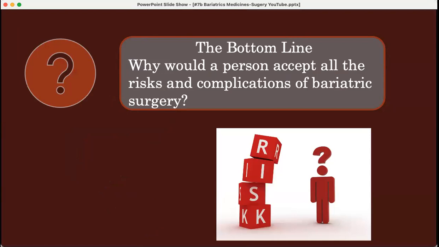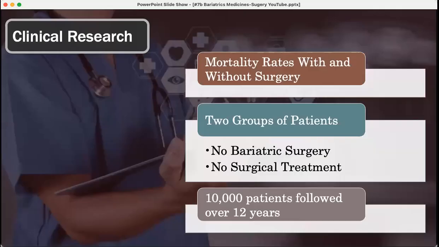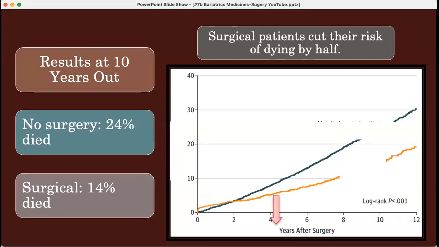So the bottom line, that's what we need to talk about. Why would a person accept all the risks and complications for bypass surgery? And the answer is to live longer. And the studies have looked at this. The mortality rates, looking at cohort studies of people who have surgery and people who do not have surgery. So these are 10,000 patients that are followed over 12 years. The results are showing that the people who have surgery live twice as long.